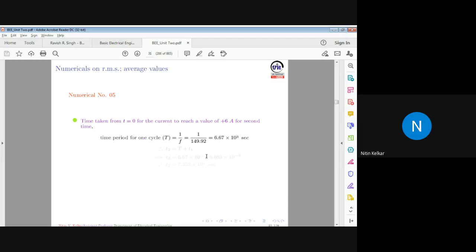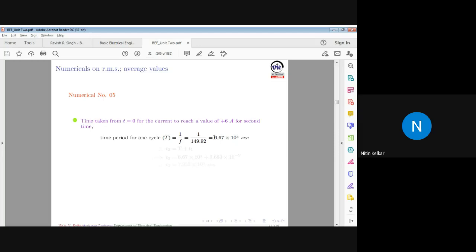So that time period T is the inverse of frequency. It will come out to be equal to 6.67 into 10 raised to minus 3. This sign should be minus. I forgot to place that minus sign over here, but you can easily calculate this.